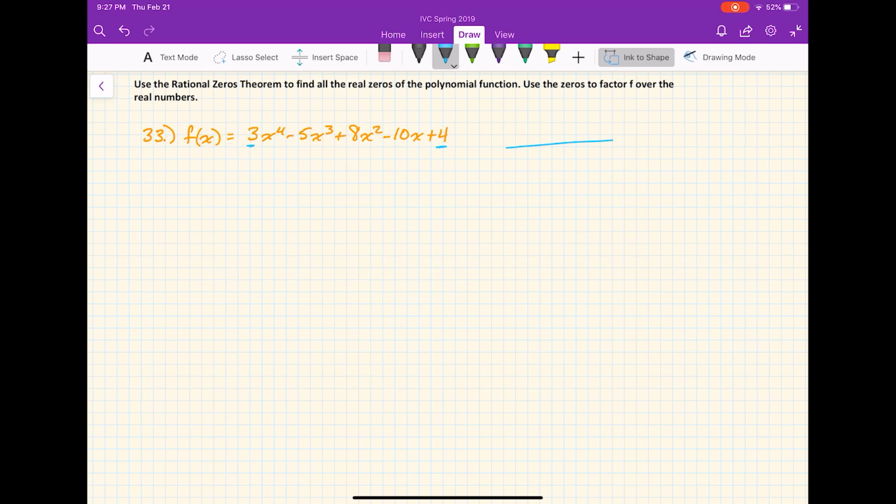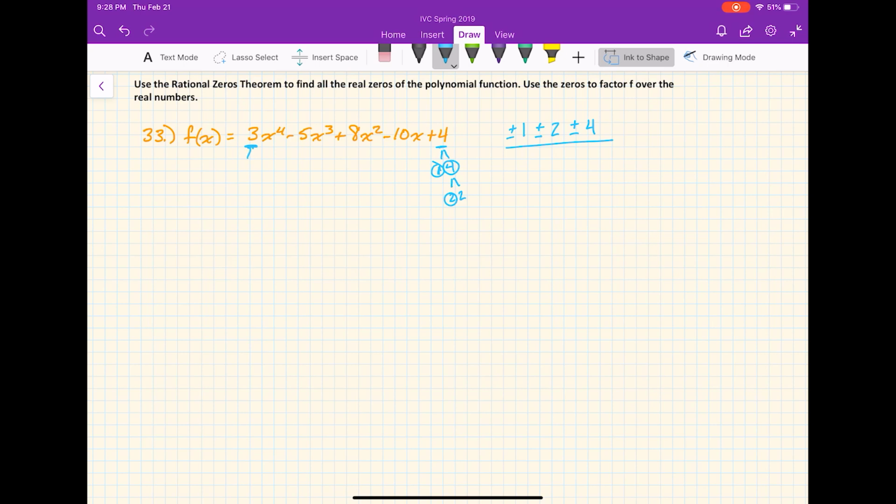So I just want to look at the leading term and the final term, and I'm going to start making a list here. My factors of 4 are 1 and 4, and then obviously 2 times 2 would make 4. So my factors are 1, 2, and 4. So I can use plus or minus 1, plus or minus 2, or plus or minus 4. That's how I figure out what I get on the top part of this.